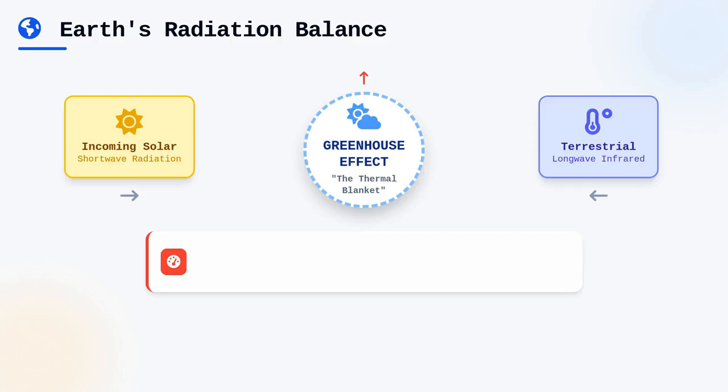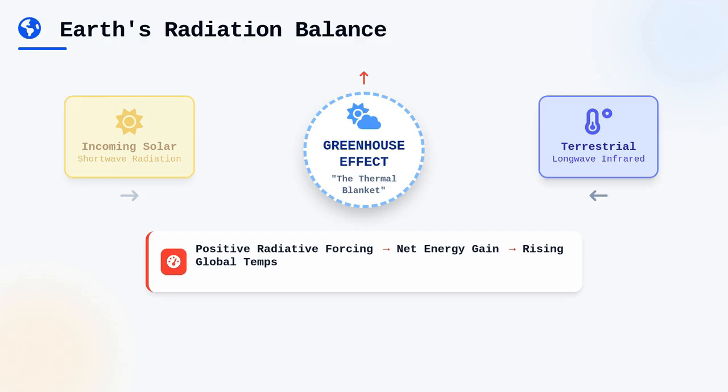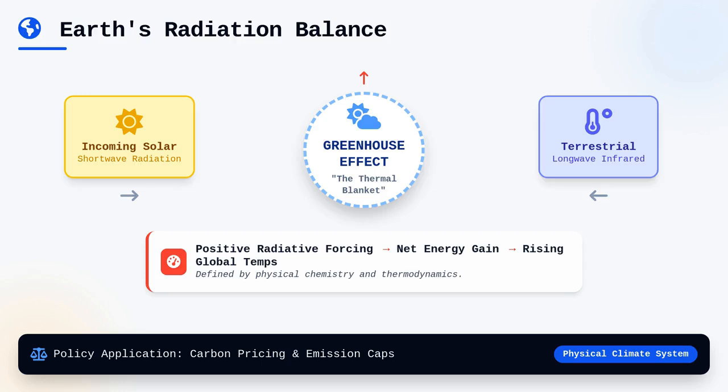When we increase concentrations of greenhouse gases, we increase the positive radiative forcing, leading to a net gain in energy that manifests as rising global mean temperatures. This is not a matter of debate, but a statement of physical chemistry and thermodynamics that governs how our planet retains heat. By understanding the energy budget, you can better conceptualize how policy decisions, such as carbon pricing or emission caps, directly influence the physical climate system.